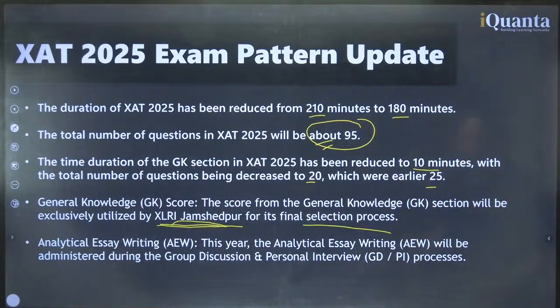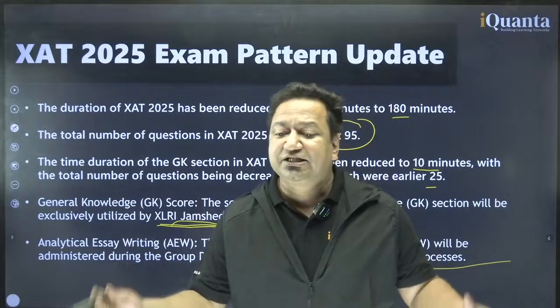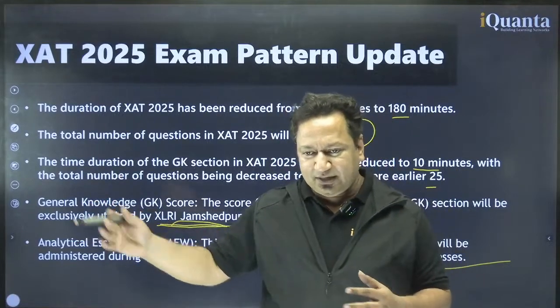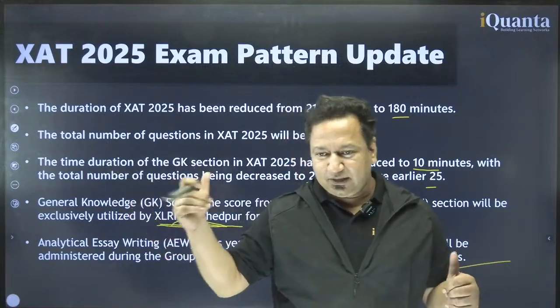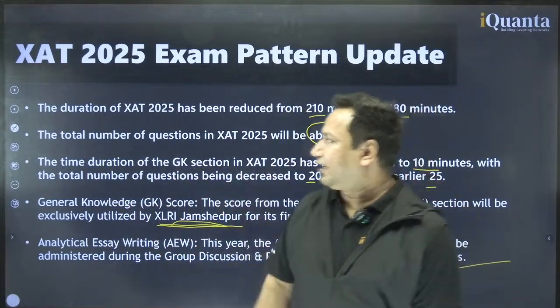Then comes analytical essay writing, AEW. This year, AEW will be administered during the group discussion and personal interview, GDPI, process. Earlier it was a complete section, but now it is not. It will be a part of the selection process during the GDPI. Is that clear, everyone?